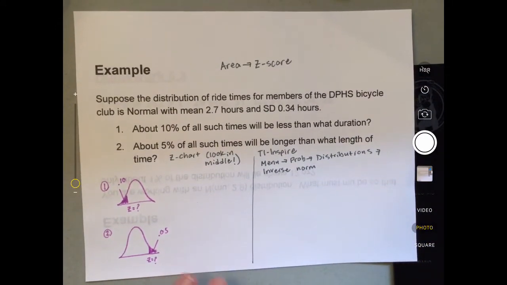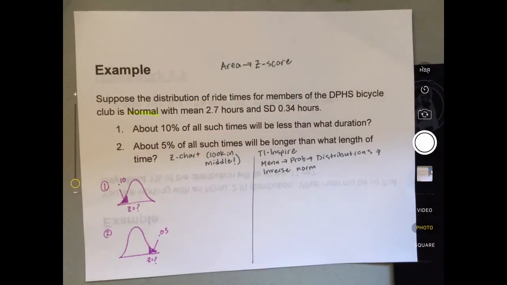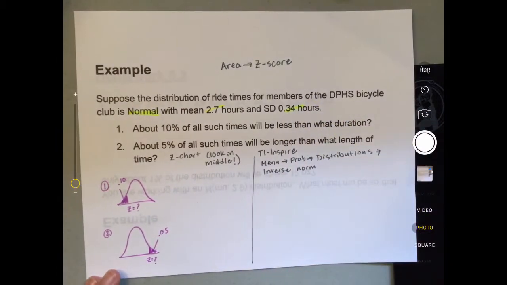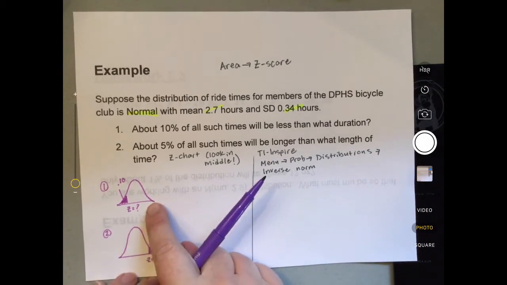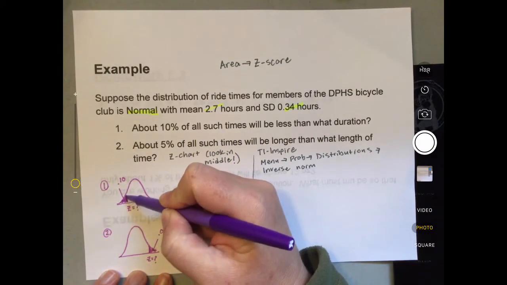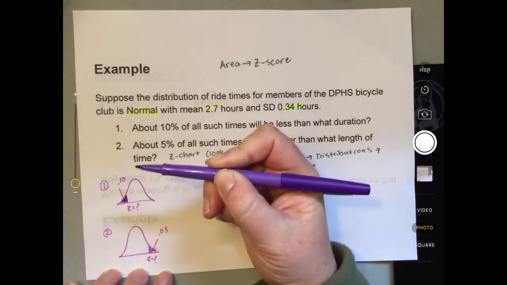Suppose the distribution of ride times for members of the DPHS Bicycle Club is normal. That means we are going to be using our z-score chart with a mean of 2.7 and a standard deviation of 0.34 hours. Number 1, about 10% of all such times will be less than what duration? Okay, we want less than 10%. So if I were to draw that out, it looks like this. We are looking for the z-score that corresponds to 0.10 to the left.